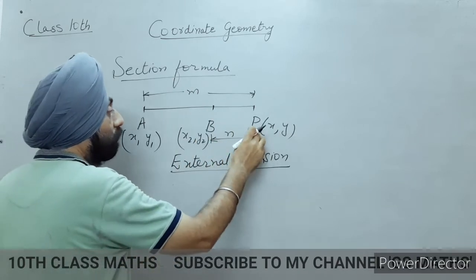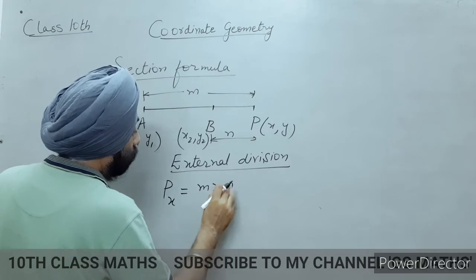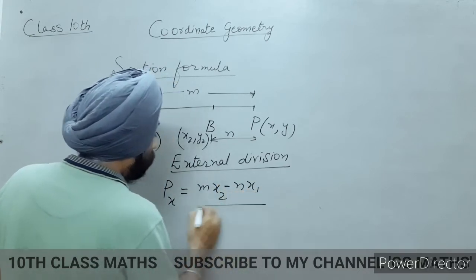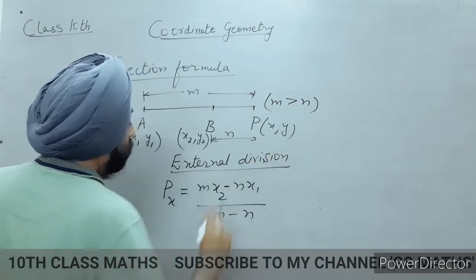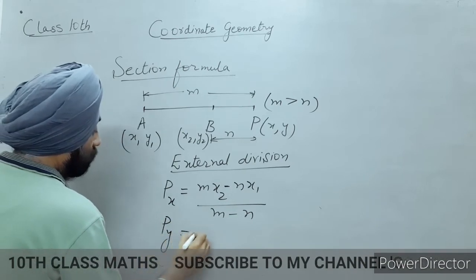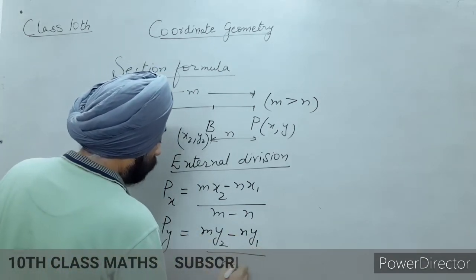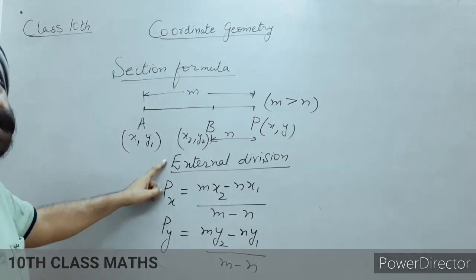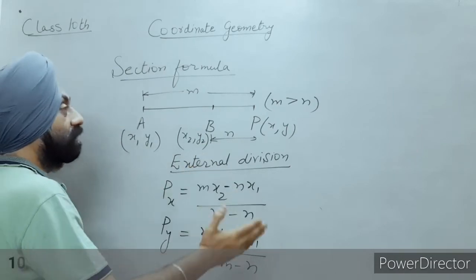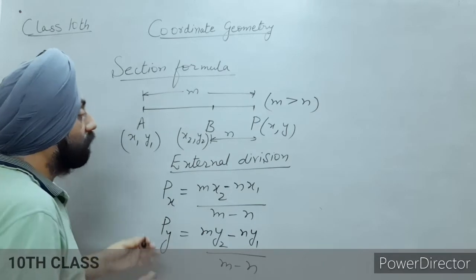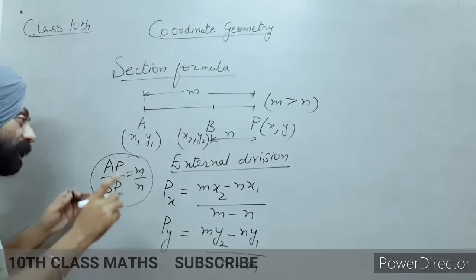And in order to find the abscissa and the ordinate, the formula is this. P of x, the abscissa of point P, is m x2 minus n x1 upon m minus n. Right? M is greater than n, so m minus n. Then P of y, the ordinate of point P, is m y2 minus n y1 divided by m minus n. This is for the external division because the point P lies outside the length of AB. The ratio is the same as in the case of internal division. AP upon BP was m ratio n in the internal division as well as the external division.